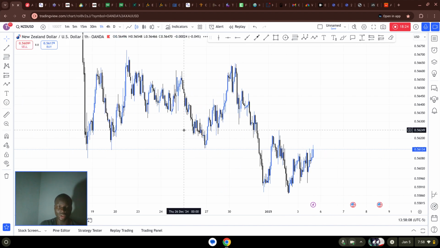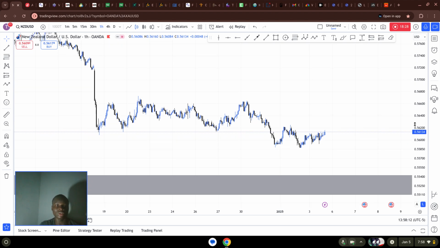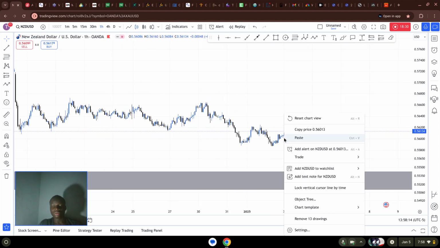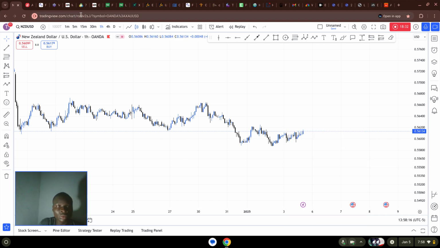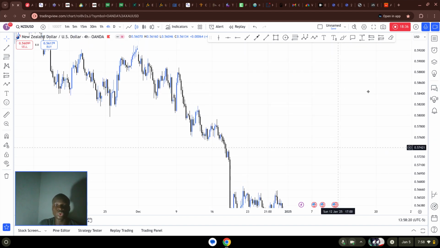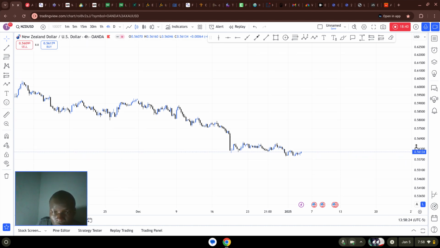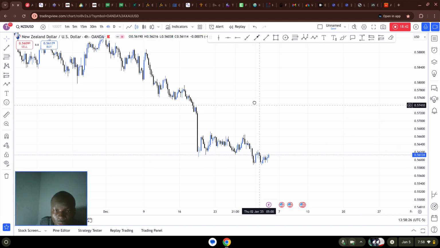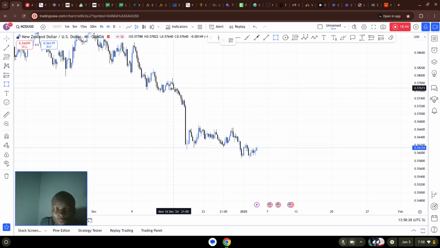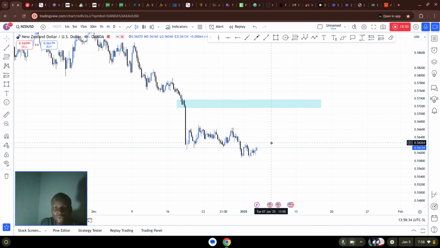A lot of wicks. Okay, let's go to the time frame and check what's happening. So it's our supply and demand zone. Supply zone.